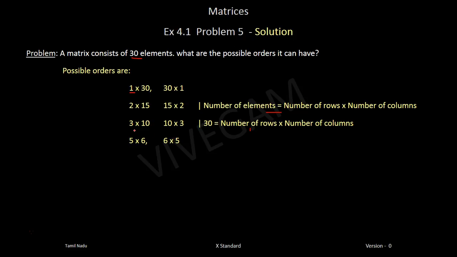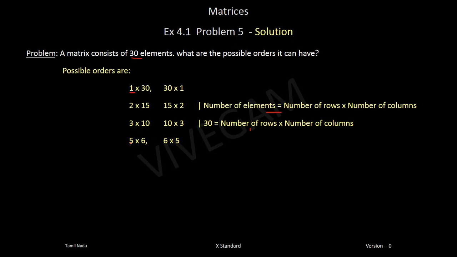Next, 4. If you try 4, what will happen? If the number of rows is 4, the number of columns will be 30 divided by 4. If you divide, what will happen? That will be slightly more than 7, you will not get a whole number. So that is not possible. So 4 rows is not possible.